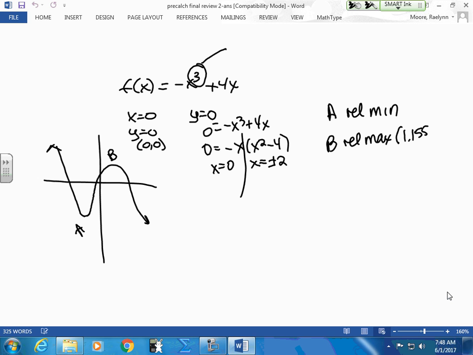1.155, it looks like that. 3.079. So we have symmetry here. This must be negative 1.155. Negative 3.079. Okay. My range, what's my range? All real numbers. And remember doing increasing, decreasing? Do we go by the x's or the y's?